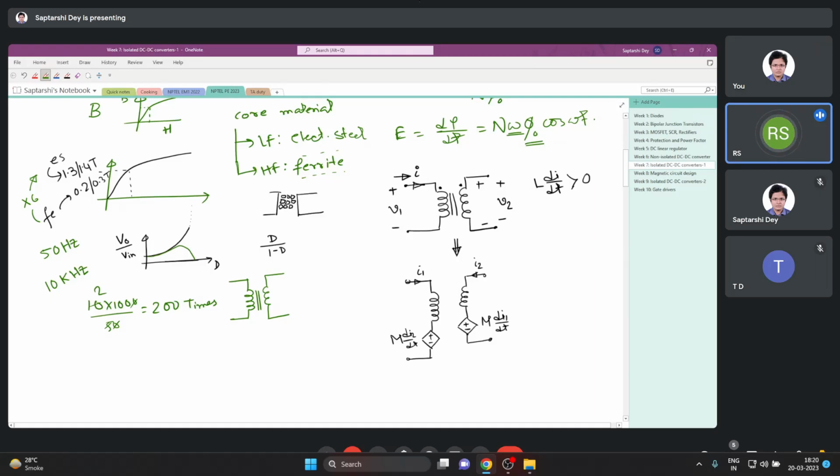Okay, but sir, the current we need to make flow through the magnetizing winding should produce the flux which is less than this 0.3 Tesla.